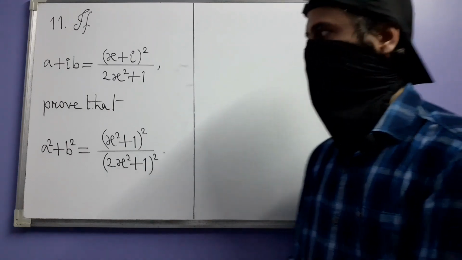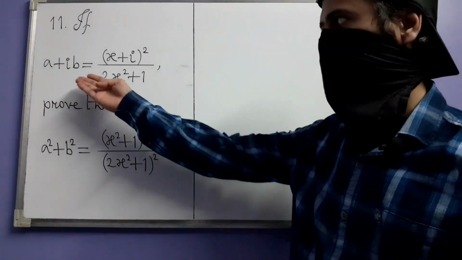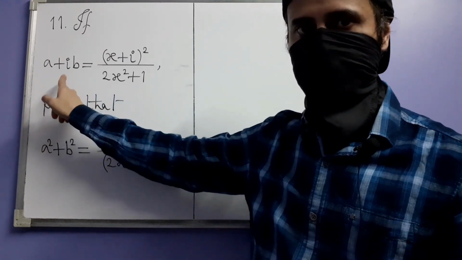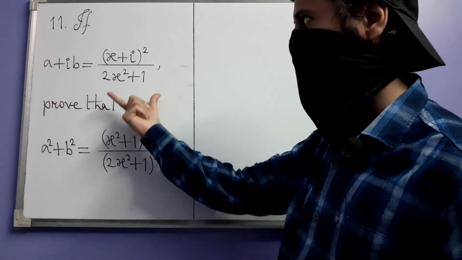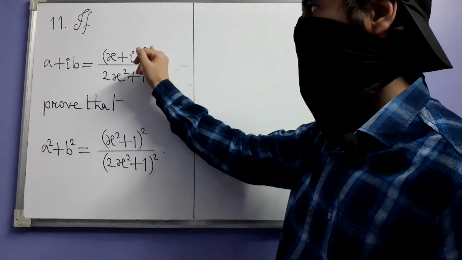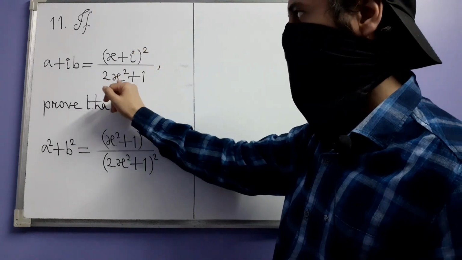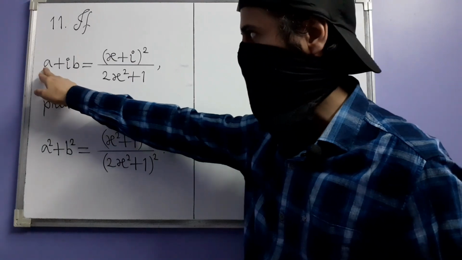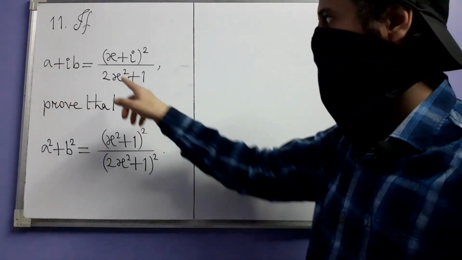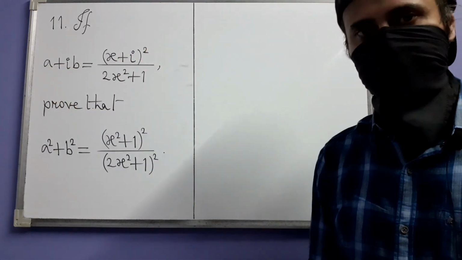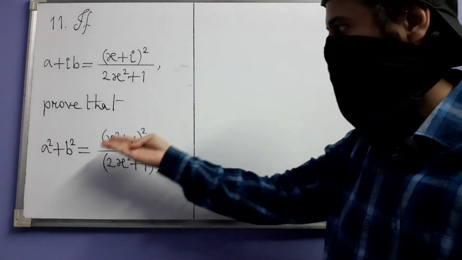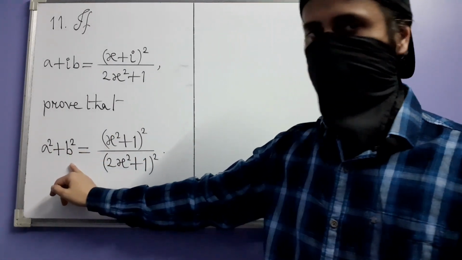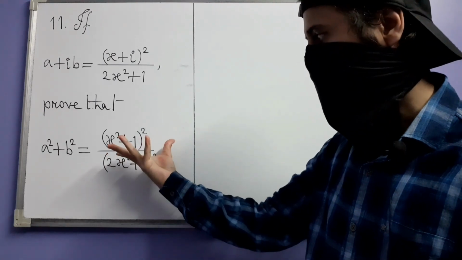Exercise 11. In this one, this equation is given. On the left hand side we have the complex number a plus ib, and on the right hand side we have this complex number (x plus i) whole square divided by 2x square plus 1. It's of course understood that a and b are real numbers and x is also a real number, and we have to prove this, that the sum of the squares of a and b equals this.